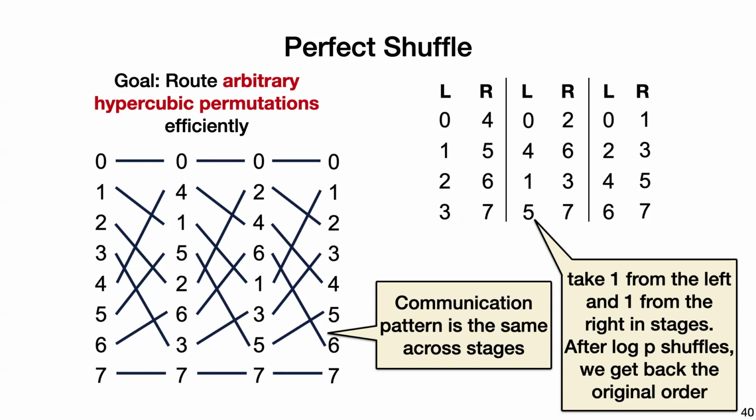And then you can repeat it. So now you have another stack of length p. And you split that in half. And you do the same procedure, where you take one from the left and one from the right. So 0, 2, 4, 6, 1, 3, 5, 7. And if you repeat it again, then you'll get back the original order.